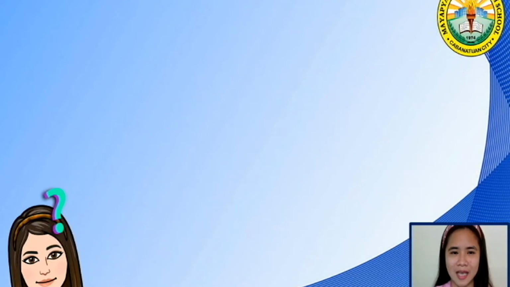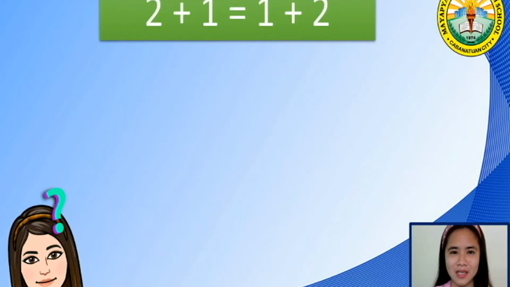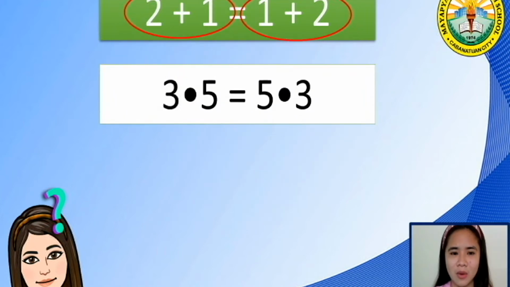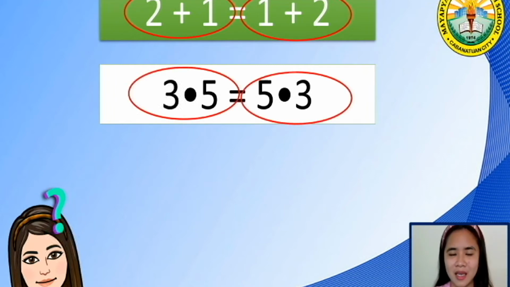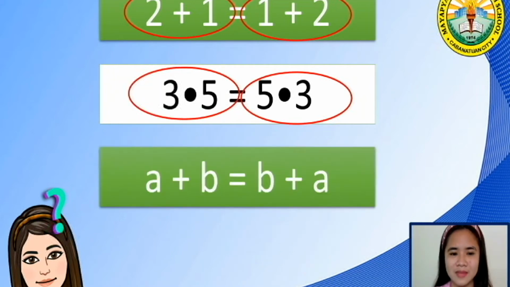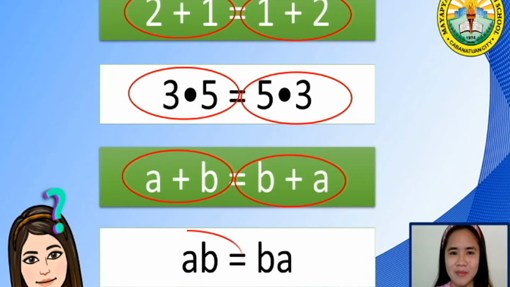Let us have an example. 2 plus 1 is equal to 1 plus 2. 2 plus 1 is equal to 3. Now let us move 2 and 1. You will have 1 plus 2, which is also equal to 3. Same goes with 3 multiplied by 5, which is equal to 15. And 5 multiplied by 3 is also equal to 15. A plus B is equal to B plus A. A multiplied by B is also equal to B multiplied by A.